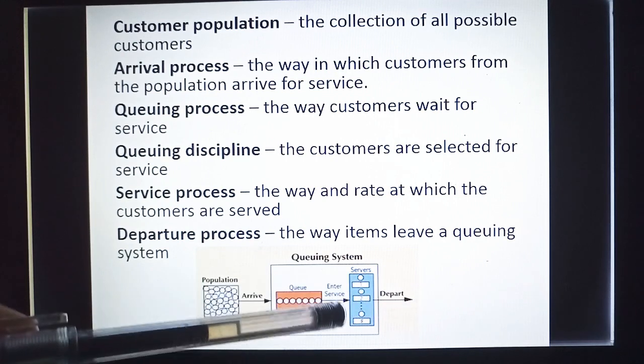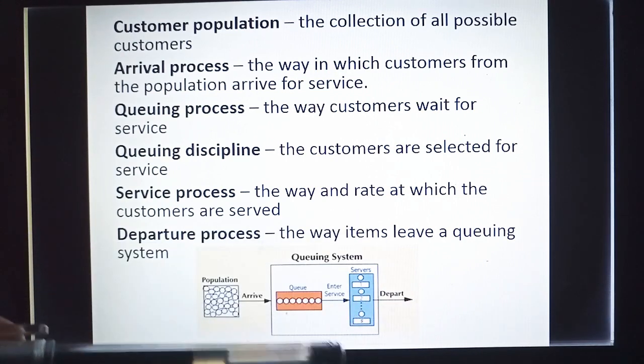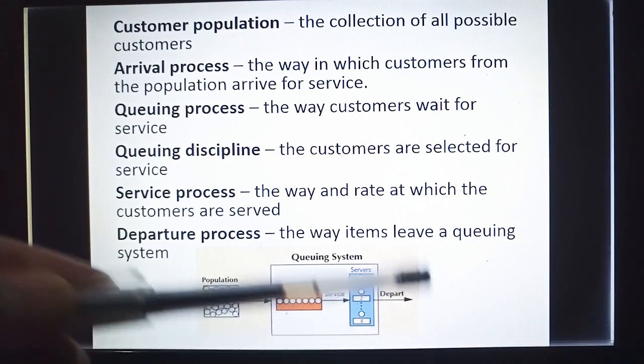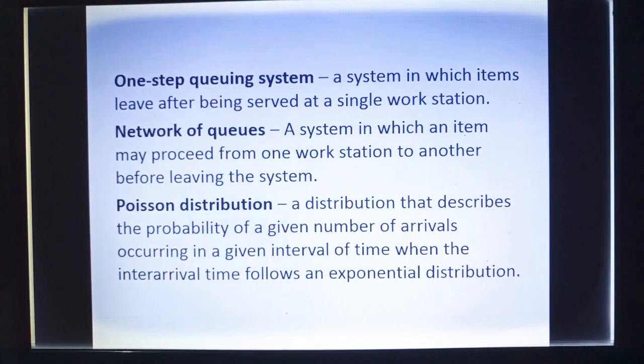After the customers process their orders, they will depart, and that is the departure process. We have here another term, the so-called one-step queuing system. This is a system in which items leave after being served at a single workstation. In other words, after you form a line, you have your orders and then depart. That is an example of a one-step queuing system.